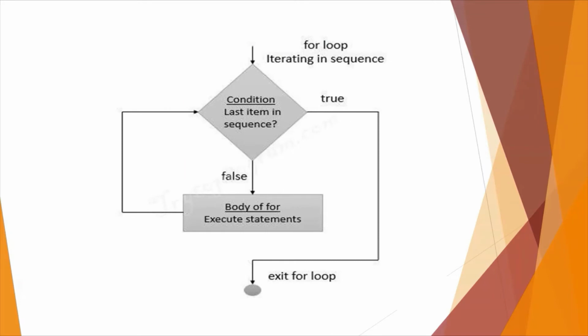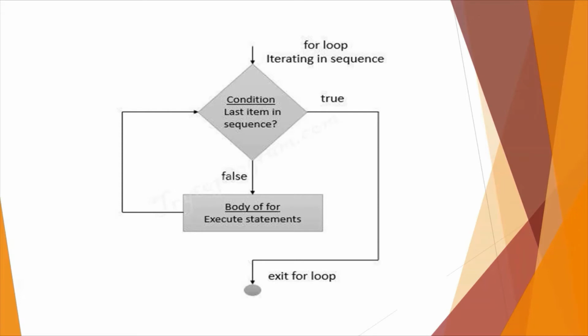So here is a block diagram for the for loop. It will check if it is the last item in the sequence. If it is not the last item, it will run the body of the loop until the last item is reached. If the last item is true, then it will exit the loop.